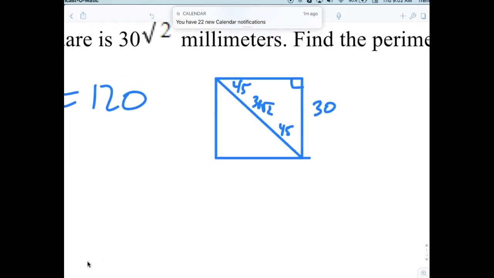Brilliant. It's a 45, 45, 90 triangle, because the square is an isosceles triangle when you draw the diagonal.